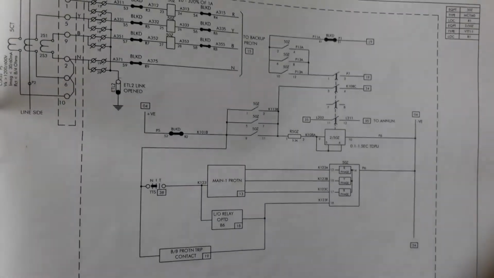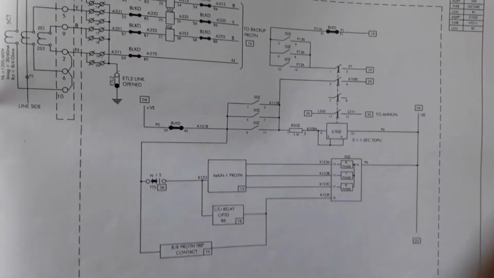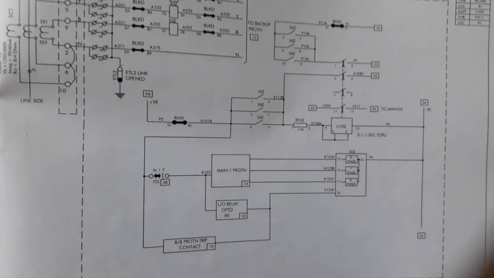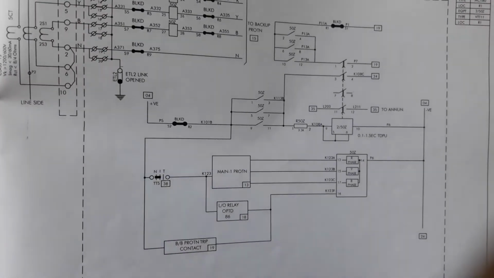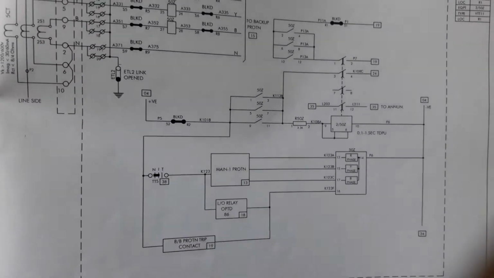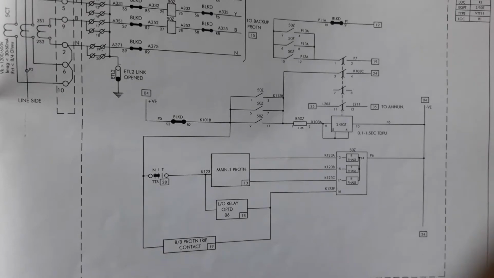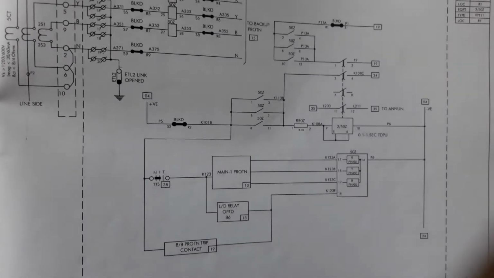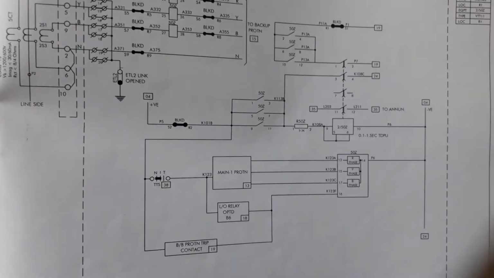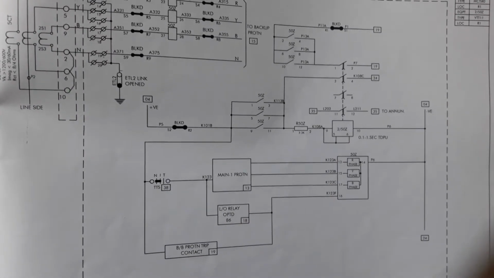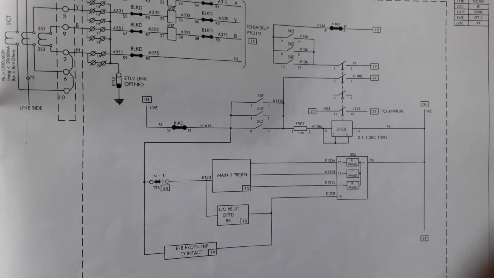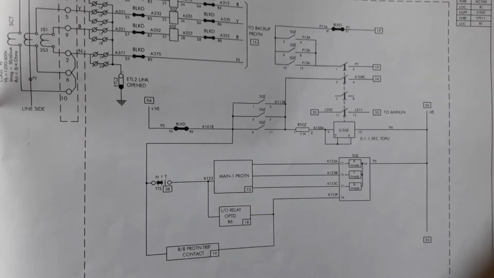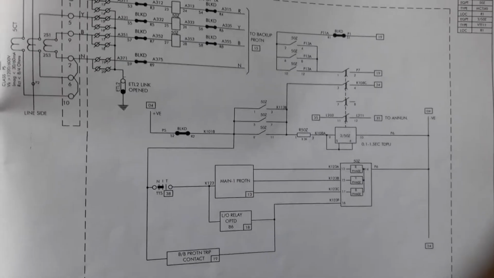LBB or local breaker backup protection is used to protect the power system when a circuit breaker is unable to clear a fault due to mechanical trouble, a faulty trip coil, faulty DC wiring, or any other reason. The task of the LBB relay is to continuously monitor current in that circuit breaker and also to simultaneously check whether any protection in respect of that feeder has operated or not.